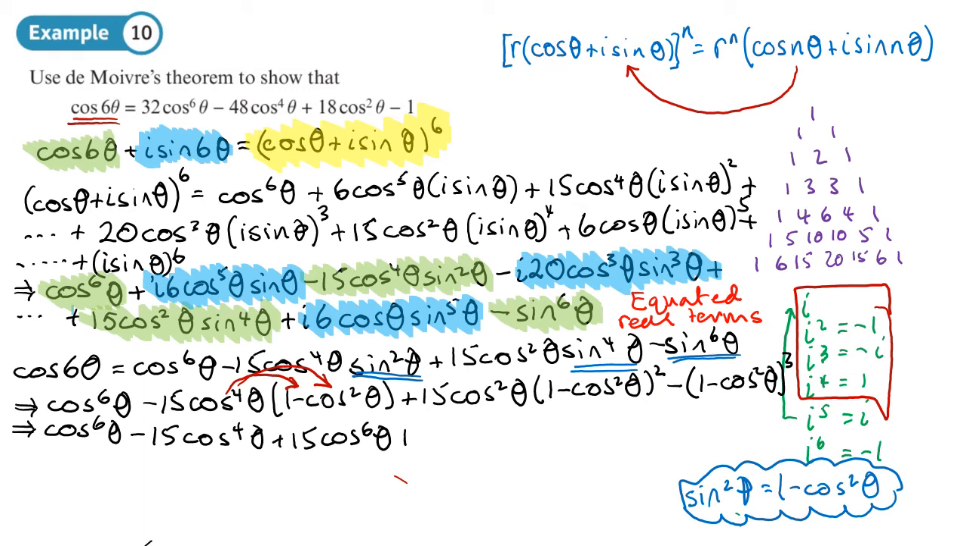So it's going to be plus 15 cos squared theta. So if I expand these brackets here, I'll get 1 minus 2 cos squared theta, and then the minus cos squared theta times by the minus cos squared theta is going to give me plus cos to the power 4 theta. So I'm going to have to expand that in a moment.